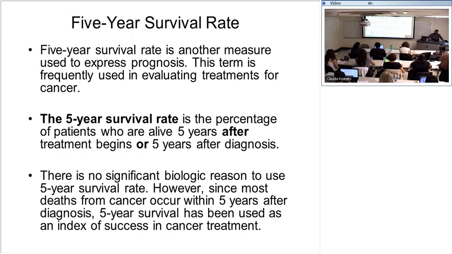So that brings us to the 5-year survival rate. This is another measure that we use to express prognosis. Usually, you will see this 5-year survival rate in cancer. As soon as you type 5-year survival rate in maybe Google Scholar or PubMed, you see cancer popping up because it has been used. It is the percentage of patients who are alive 5 years after the treatment begins or 5 years after diagnosis.